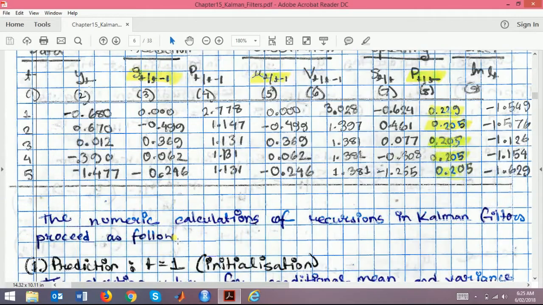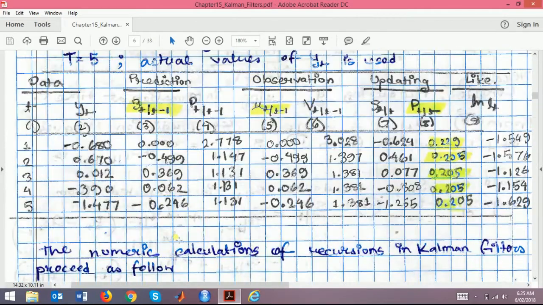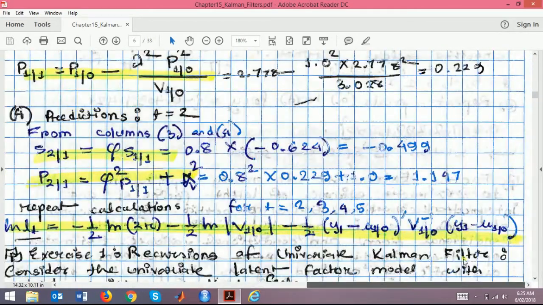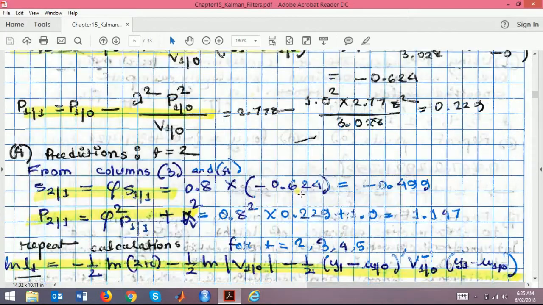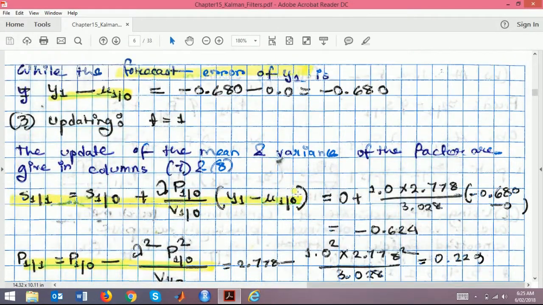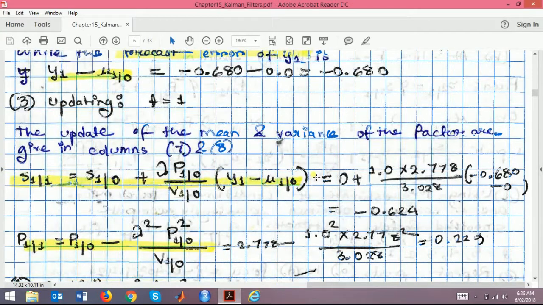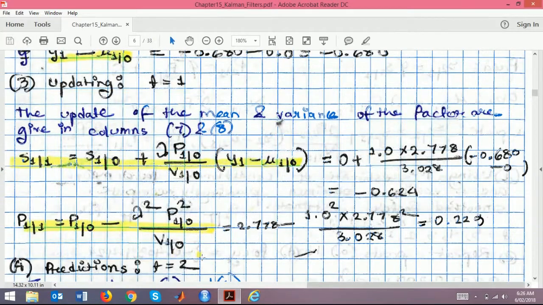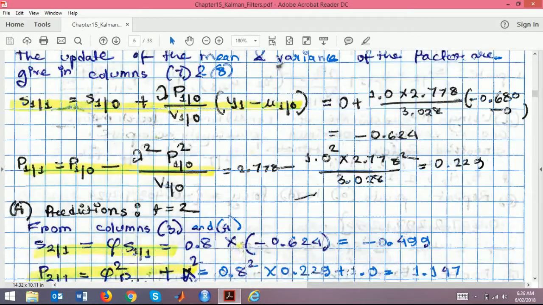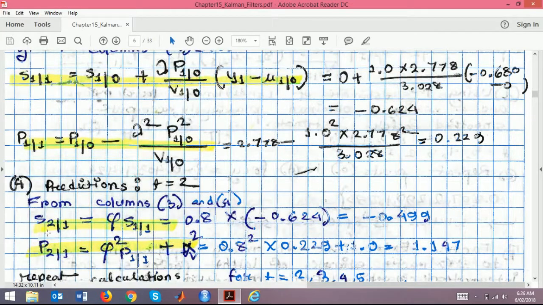First comes initialization, then observation, then prediction with t equals 1, right? Then updating, and P11 becomes P10 minus lambda squared P10 squared divided by V10. Then prediction with t equals 2, which simply gives S21 equals phi S11, because S11 equals phi S00.